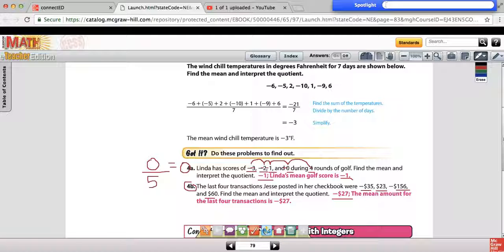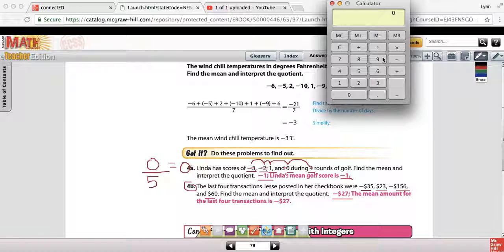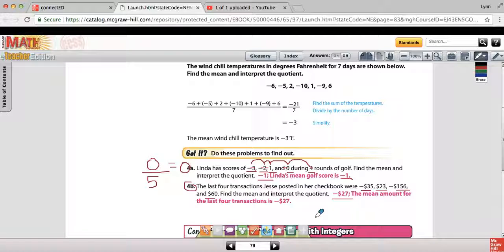I'm just going to verify that with my calculator by typing in 35 negative plus 23 plus 156 negative plus 60 equals negative 108, divided by 4 transactions is a negative 27. Please make sure you have that in your notes.